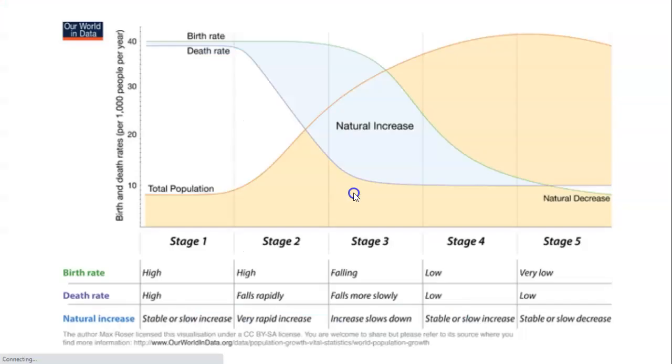Now, kind of wrapping all this up, this model is going to be really, really important for us, okay? This model will really help us understand so many other things going on within the world and within individual countries. All right, and so we're going to come back to this very, very frequently. And so it's going to be really, really important that we understand the demographic transition.